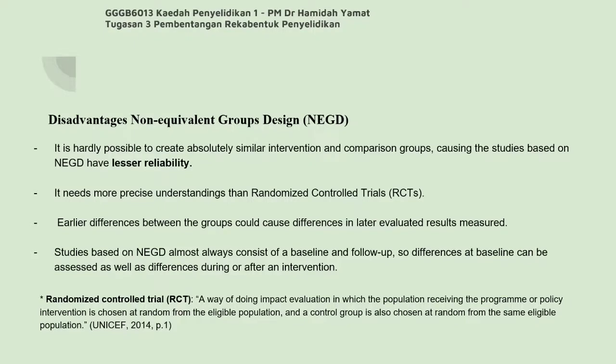Nevertheless, NEGD has some disadvantages also. First, it is hardly possible for the researchers to create an absolutely similar intervention or comparison group. This will directly lead to lesser reliability of NEGD. And then, NEGD also needs more precise understanding compared with randomized controlled trials intervention. So let's see what RCT is. Basically, it is an intervention in which the control group and the intervention group are chosen randomly from the eligible population. Back to NEGD, because of the differences in the early stage, it may influence the results later.